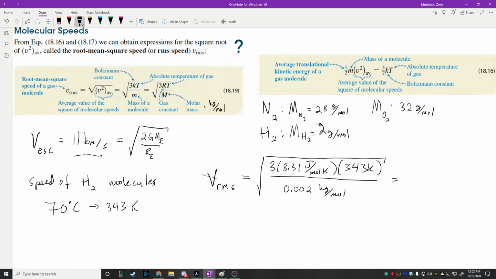Anyone want to answer that? Pretty simple. Just multiply these numbers. Take the square root. Okay, so about 2 kilometers per second. Right. Okay. What do we know about hydrogen in our atmosphere? So 2,000 meters per second, so about 2 kilometers per second, right?